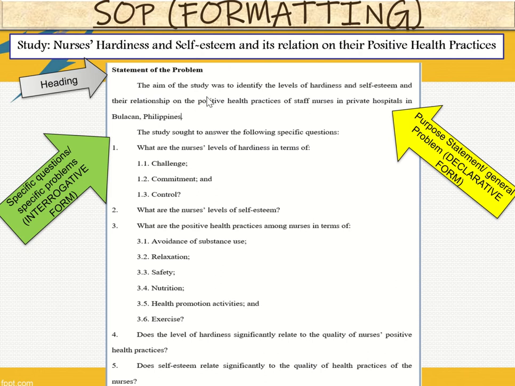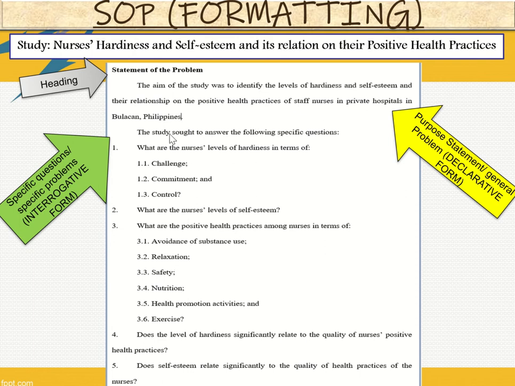Okay, so naka-future tense since proposal pa lang yung study nyo. So in this example, ito yung kanyang purpose statement or general problem. The aim of the study was to identify the levels of hardiness and self-esteem and their relationship on the positive health practices of staff nurses in private hospitals in Bulacan, Philippines. So naka-past tense na to kasi tapos na. Pero in your case, again, future tense. So nakita natin yung aim or goal of the study here, the major variables, and the respondents. So that is the general problem or the purpose statement in declarative form.